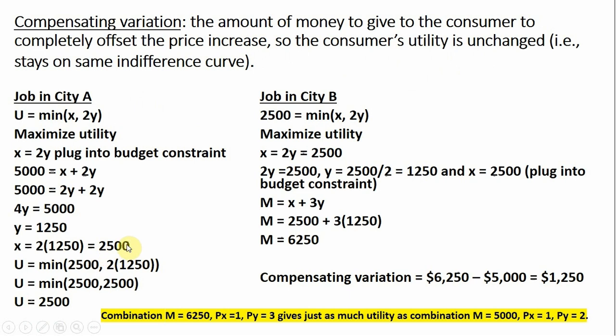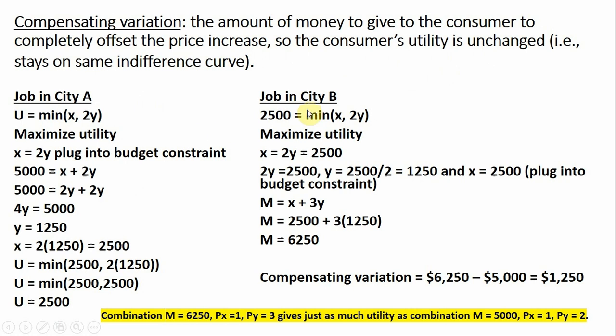We're going to evaluate our utility function at those values. So for X, we plug in 2,500. For Y, we plug in 1,250. And we see that utility is the minimum of 2,500 or 2 times 1,250, which is also 2,500. So the consumer's utility in city A is 2,500 units.